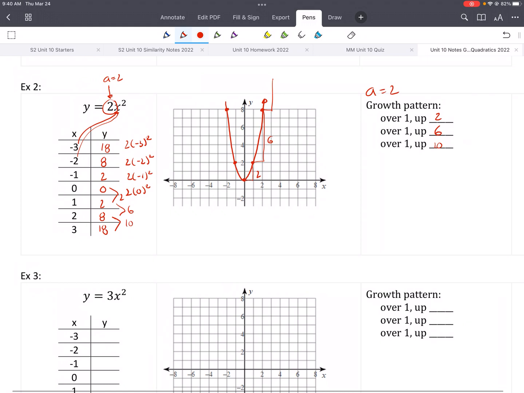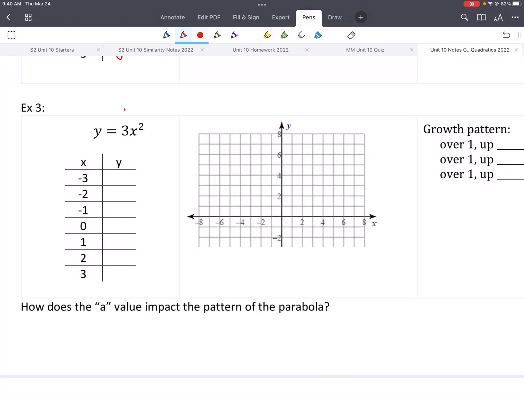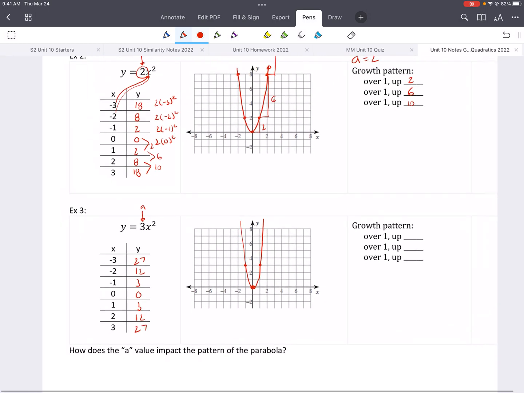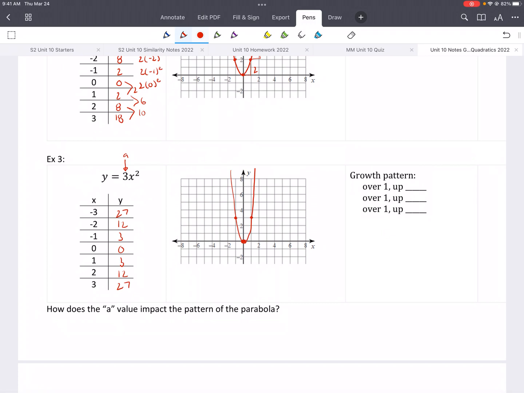All right? If we were to do this one, this is when a is 3. If we were to plug those in just to save some time, we'd get 27, 12, 3, 0, 3, 12, and 27. So here we can't graph it super well. I see 0, 0, and I see 1, 3 on both sides. But then the next one's out of the graph. Okay, but as you notice, it's skinnier than when a is 2. It's being vertically stretched by a factor of 3.